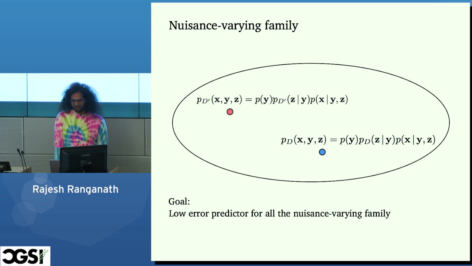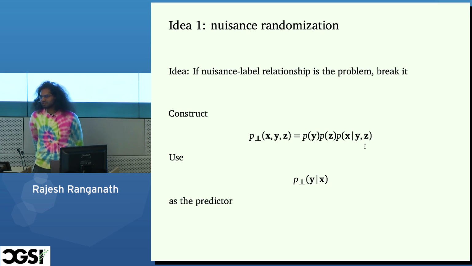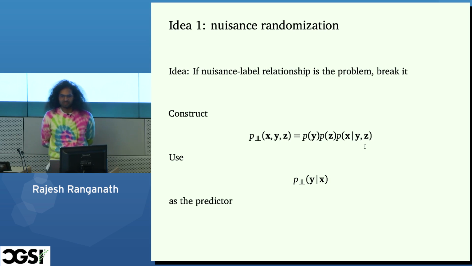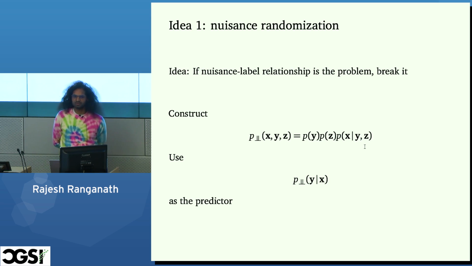If we look here, P D prime, the only thing that changes is the distribution of the nuisance given the label versus P D right here. And our goal is to build a low error predictor because we don't know how these relationships will change and we don't know what setting we will be downstream. So the first idea you should think about is, if I tell you the nuisance label relationship is a problem, like this correlation between diseases and data sets or animals and backgrounds is a problem, we should go ahead and break it.